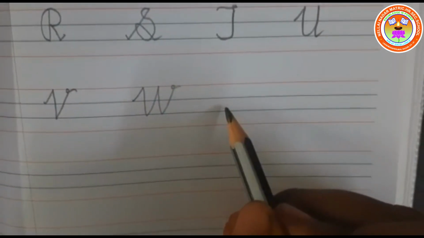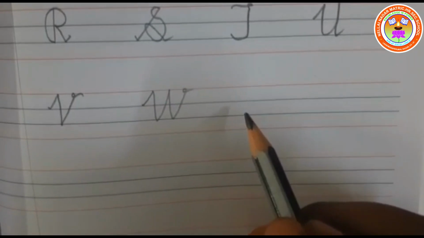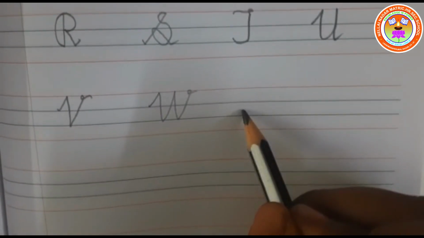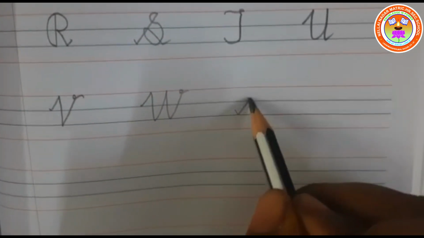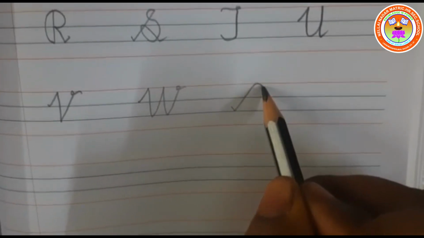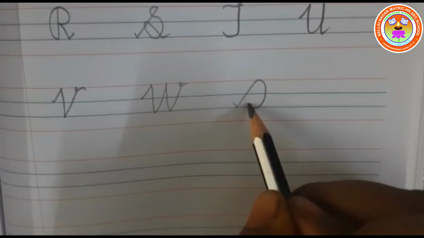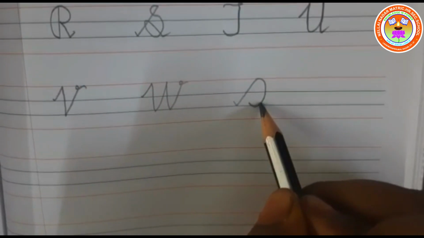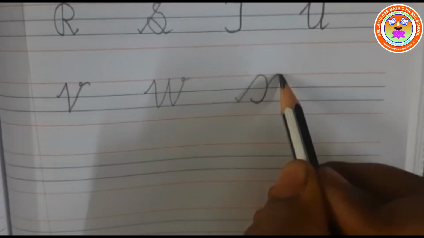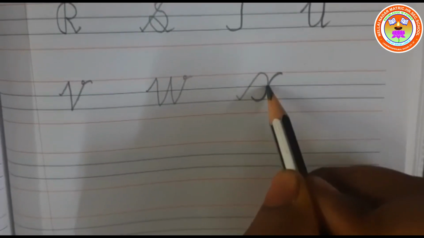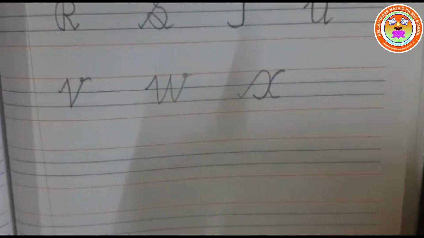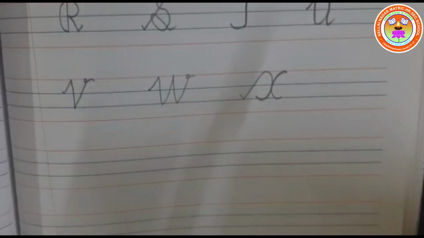And next letter is X. To write X, keep your pencil on the second blue line and put a long tick. Okay, and put a left curve without lifting the pencil, go on the same line and go up, touch the red line and again come down, write capital letter X like this.